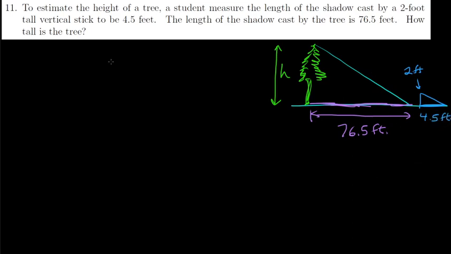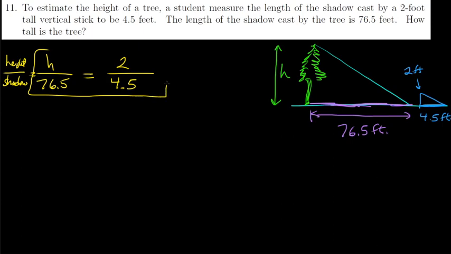So what we have here are 2 similar triangles, right? We have the big triangle, and the ratio of the sides there is the height h over 76.5 feet for the shadow. So this is the height divided by the shadow. And then for the stick, it is 2 feet tall, and the shadow is 4.5 feet. So there's your equation. Now we just have to solve it. And again, we can solve it just by cross-multiplying. So 4.5 times h is equal to 2 times 76.5.